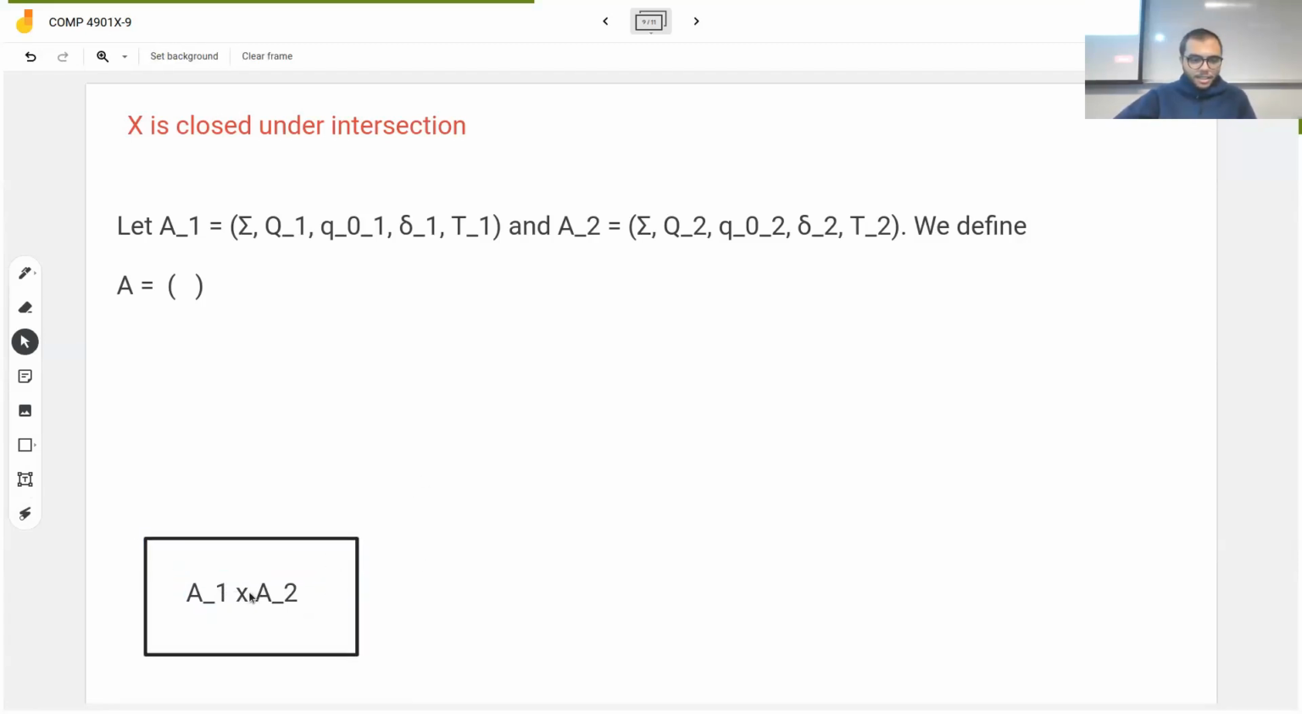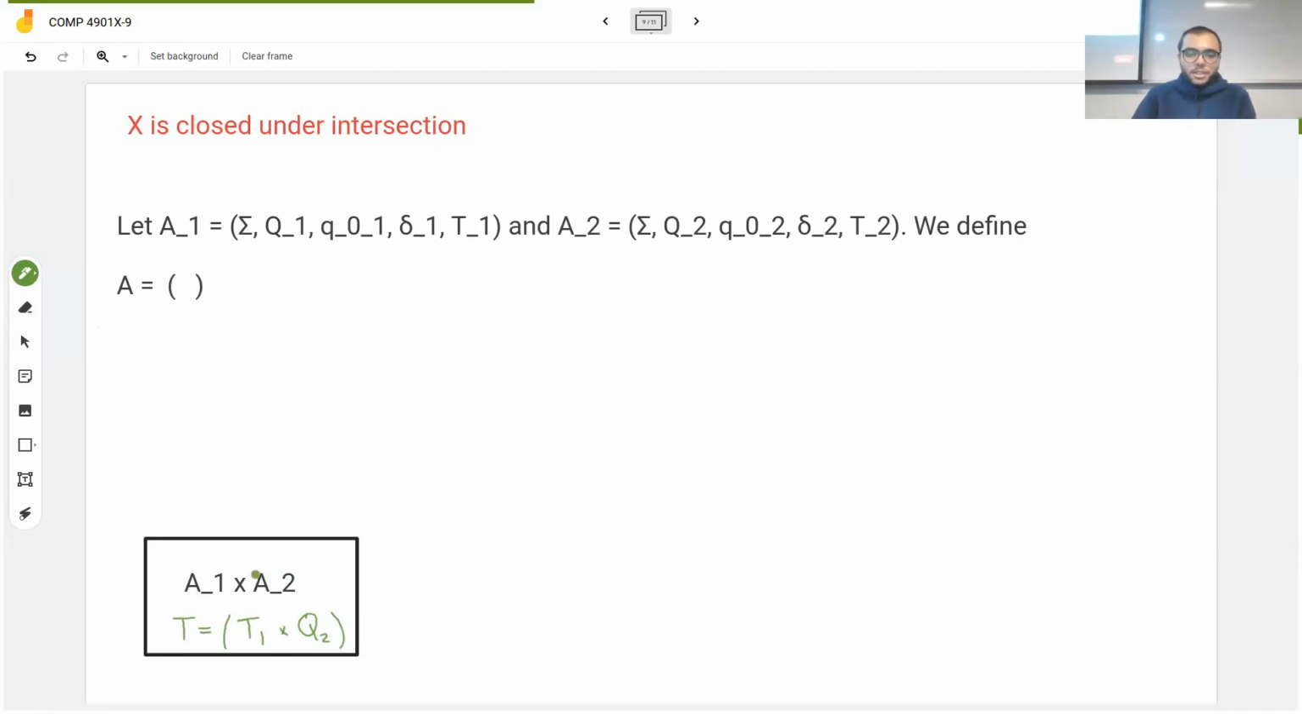Okay, here's another question. Let's say that I take A1 times A2, the product automaton here. And then let's say that I say my accepting states, T, are just anything that is an accepting state in A1. So it's T1 times Q2. So anything in A2, I don't care what's happening in A2. I only accept if it's accepting in T1.